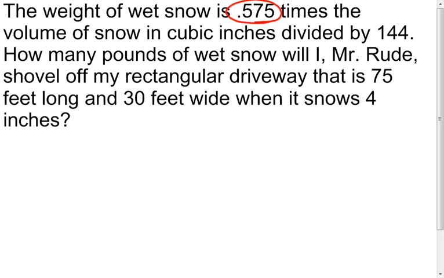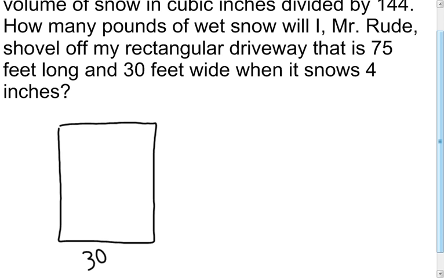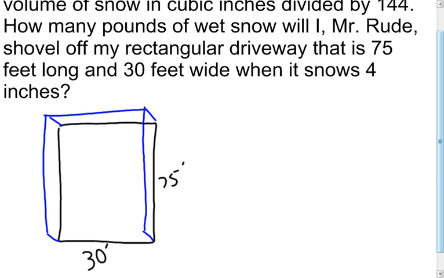So the first thing that I'm going to look at is, what does my driveway look like? Well, it tells me that it's 30 feet wide and 75 feet long. So there's essentially my driveway. 30 feet here, we have 75 feet here, and then it snows 4 inches. So there's 4 inches of snow sitting on top of my driveway. You know, it looks something like this. So this length here is 4 inches. So essentially I have a prism there.